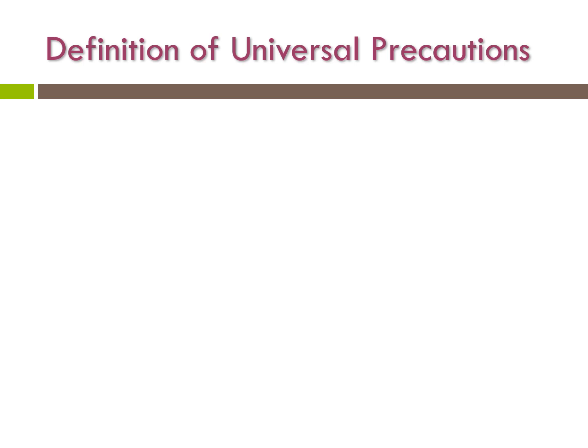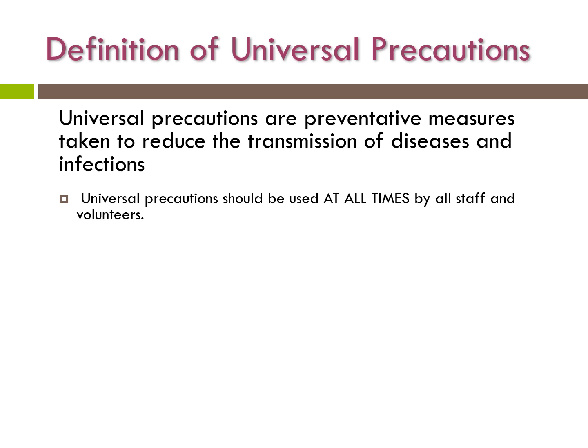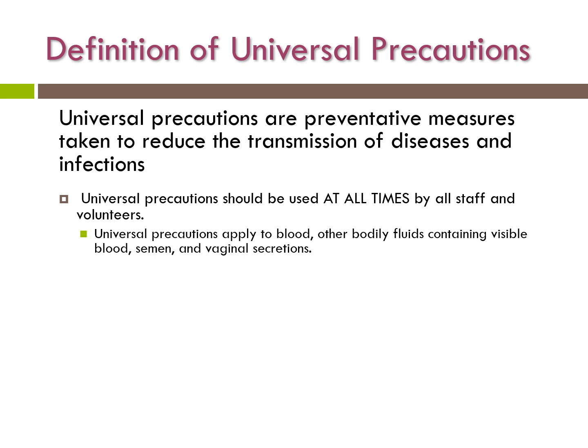But how can we try to protect ourselves from communicable diseases? Universal precautions are preventative measures taken to reduce the transmission of diseases and infections. Universal precautions should be used at all times by all staff and volunteers. Universal precautions apply to blood, other bodily fluids containing visible blood, semen, and vaginal secretions.